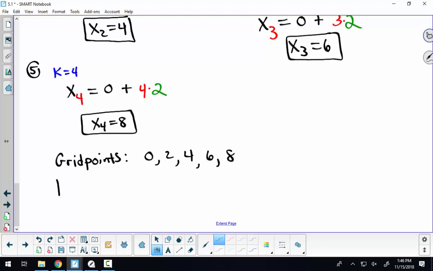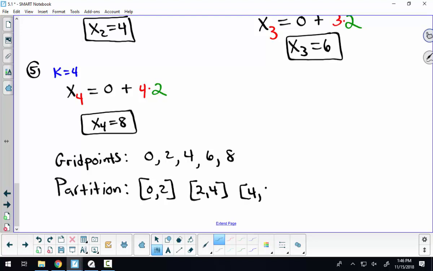Which forms the partition 0 to 2, 2 to 4, 4 to 6, and 6 to 8. And if you'll remember, that's exactly how this diagram was split up.